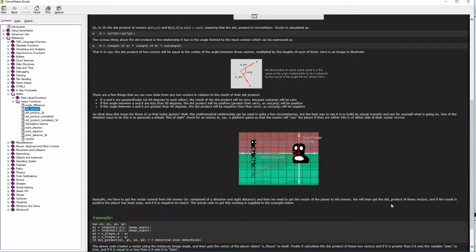So what does this mean for those of us that make games? Well, this mathematical relationship can be used in quite a few circumstances, but the best way to see it is to build an actual scenario and see for yourself what is going on. One of the simplest ways to do this is to generate a simple line of sight check for an enemy in, say, a platform game, so that the enemy will see the player if they are within 90 degrees on either side of their vector normal.